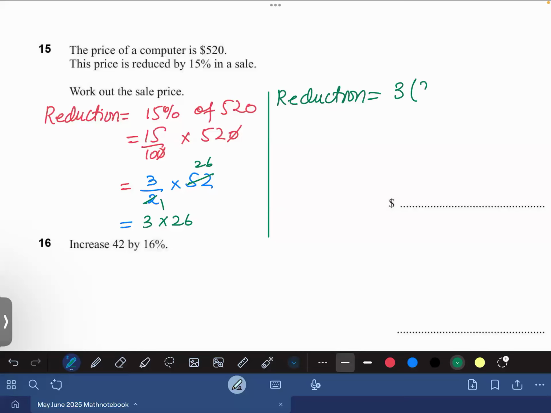So 3 into 20 plus 6. 3 into 20 is 60. Plus 6 threes are 18. So 78, the $78 is the reduction. So the sale price would be the actual price, which was 520, minus $78.